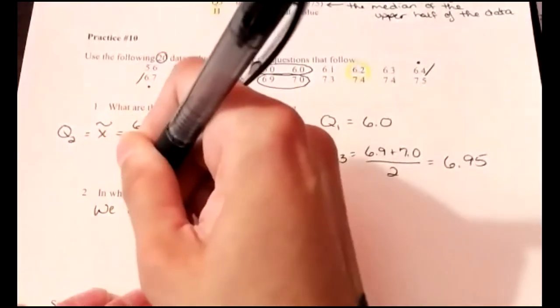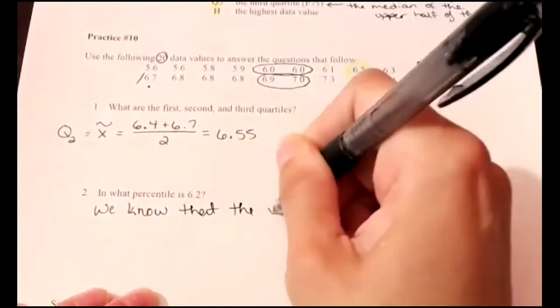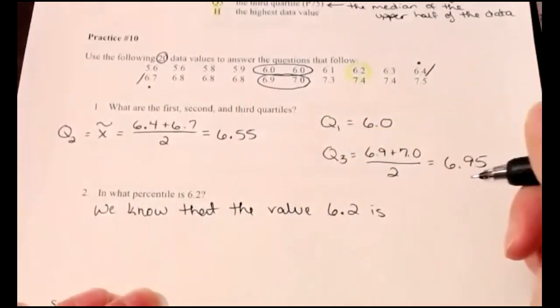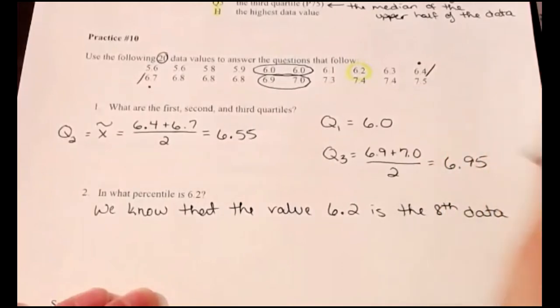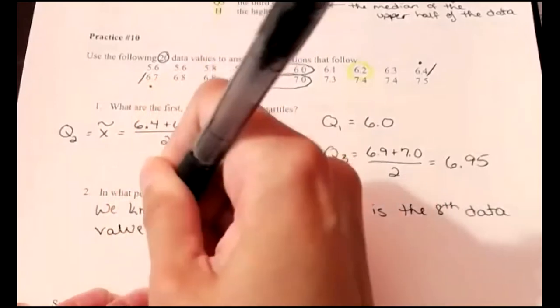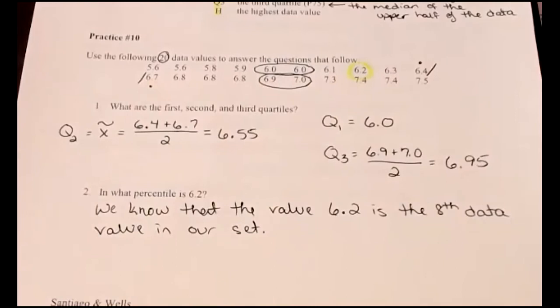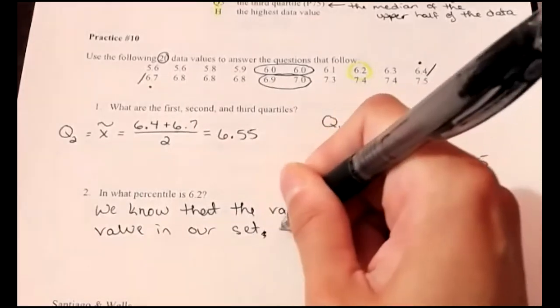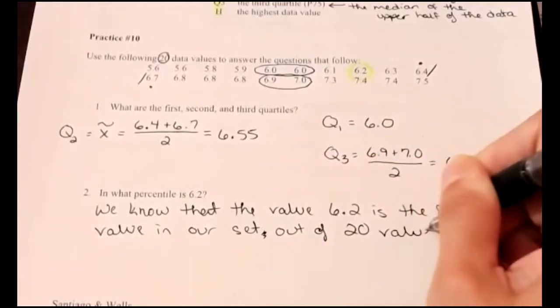We know that the value 6.2 is the 8th data value in our set. Note that we have 20 values, right? And actually, I'm going to say in our set, let's get rid of that period, out of 20 values.